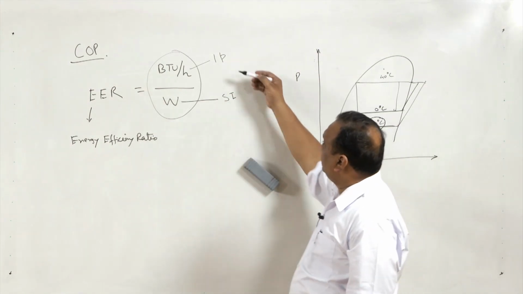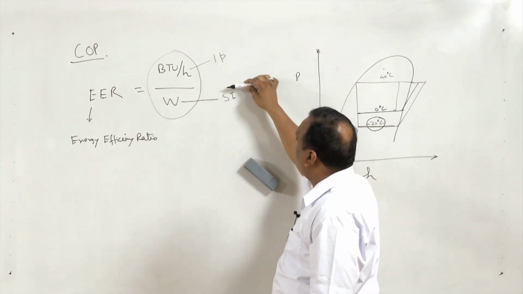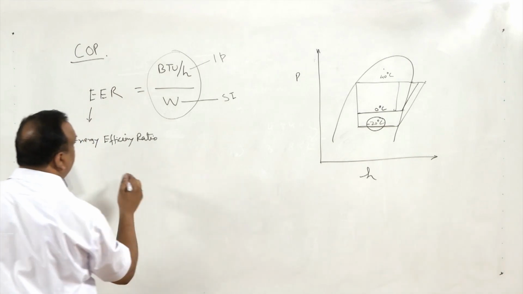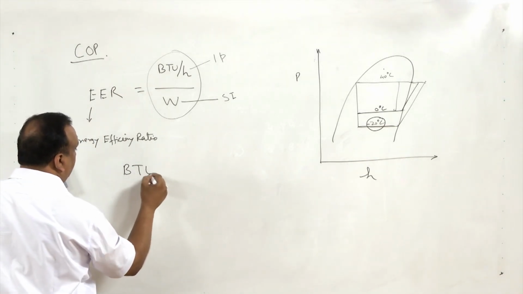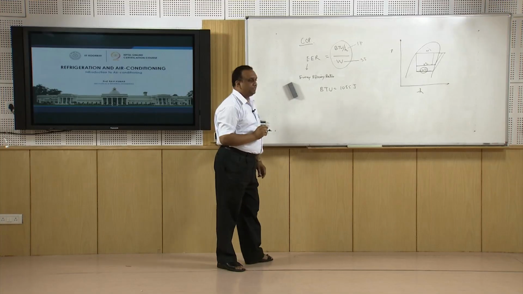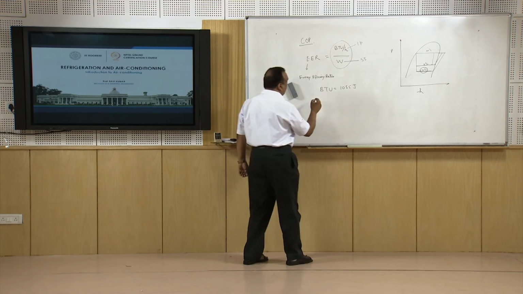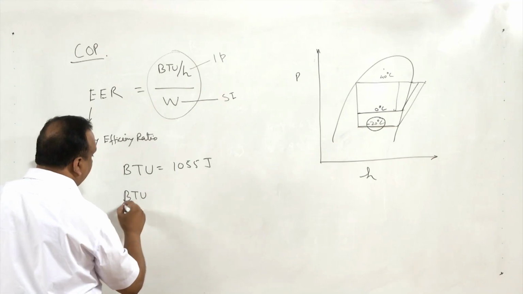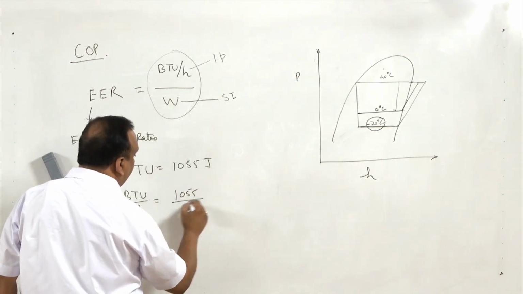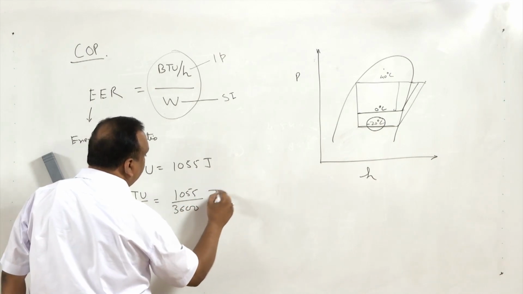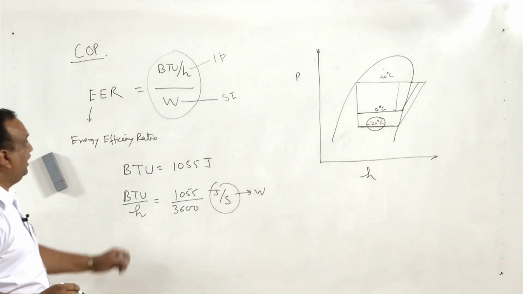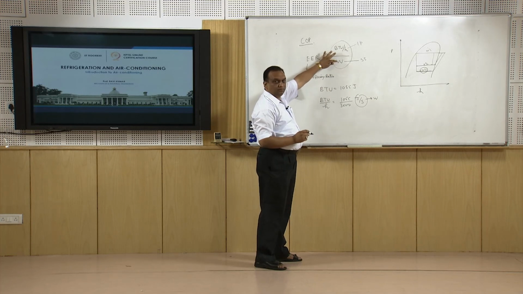Now, here we will convert this inch-pound system unit into the equivalent SI system unit. British thermal unit, that is BTU, is equal to 1055 joules. Now, if I write BTU per hour, that turns out to be 1055 divided by 3600 joules per second, or this joules per second is nothing but watts. So, in denominator and numerator we will have the same type of unit.